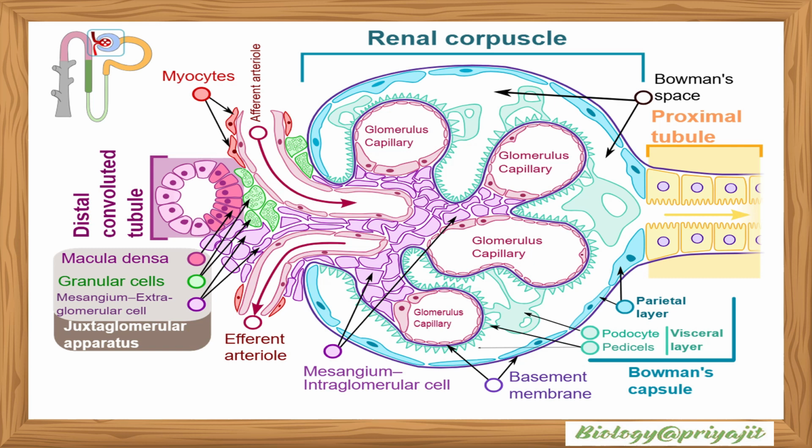So this is the basic diagram of the renal corpuscle. This is the part of the distal convoluted tubule, and the Bowman's capsular space, the Bowman capsule, which has the glomerular capillary network within.